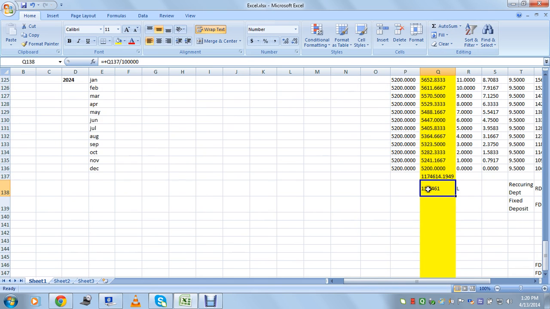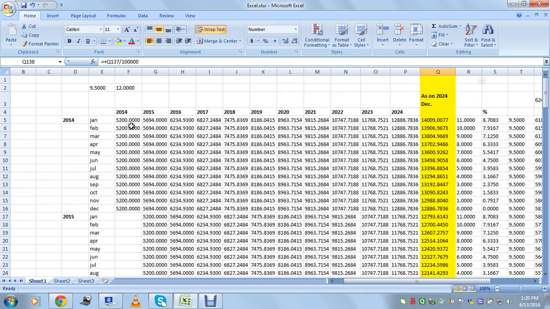Now just divide that value by 5 zeros. It turns out to be in lakhs, because 1 lakh has 5 zeros. So this is 11.74 lakhs, your entire return. This return is based on a monthly investment of 5,200 rupees every month for 10 continuous years, from 2014 to 2024, with a rate of interest of 9.5%.